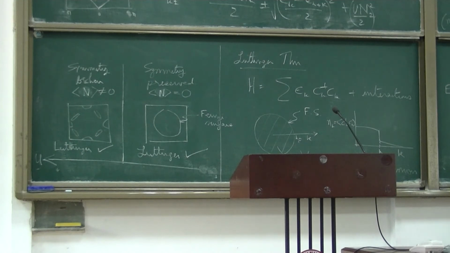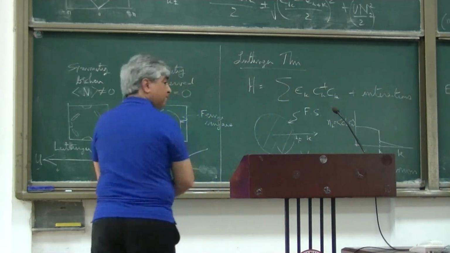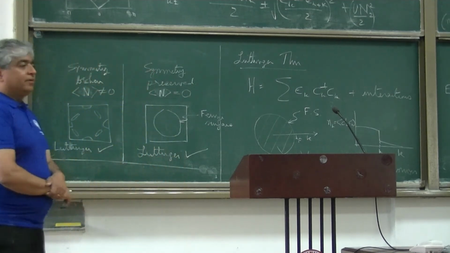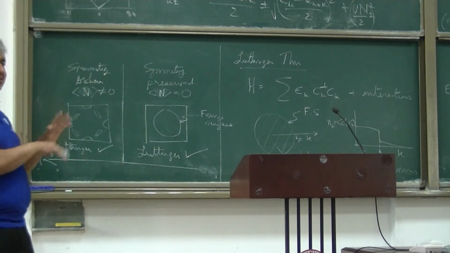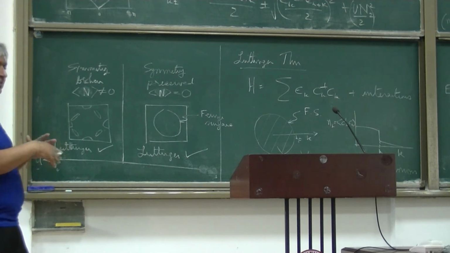Symmetry program. So the order represents that the Fermi surface becomes discontinuous. It has many pockets, so it has different, disconnected pieces. That's all right. Luttinger theorem still applies.